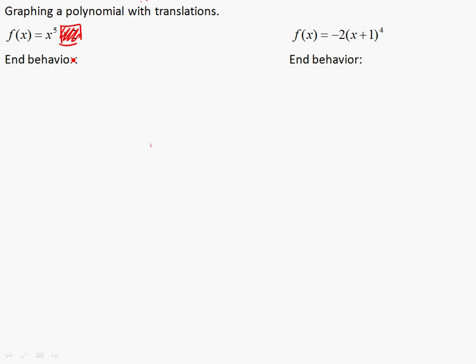Basically, I'm going to use translations here. So what would x to the 5th look like? What is its end behavior? When x goes to infinity, the function is going to go to infinity because it's positive. When x goes to negative infinity, the function is going to go to negative infinity.